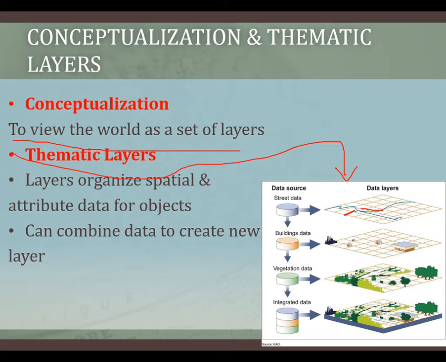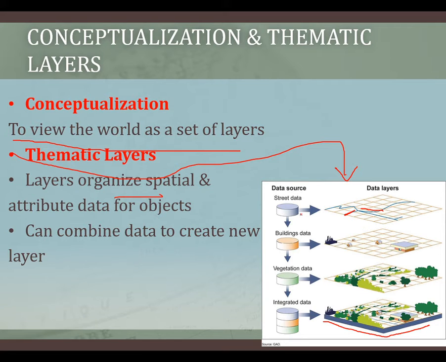We have here the streets, the buildings, the vegetation, like we had in the previous slide. If we put them all together and look at them as if they are on transparent sheets, it's going to give you some kind of a conceptualization or an abstract of the real thing that you want to map. So here layers organize spatial and attribute data for objects. We have it in layers and we combine them to create new layers. We can combine, for example, data layers of the street.